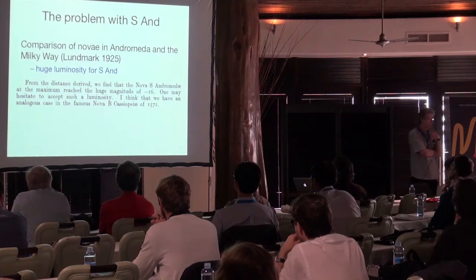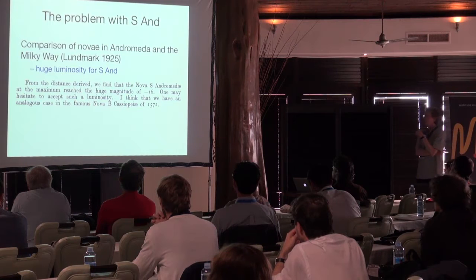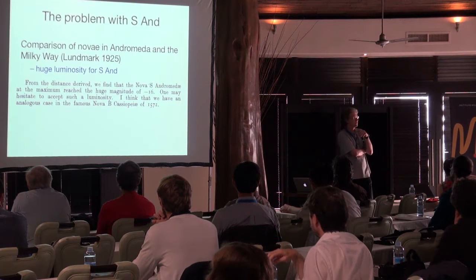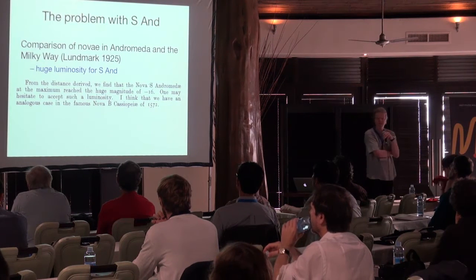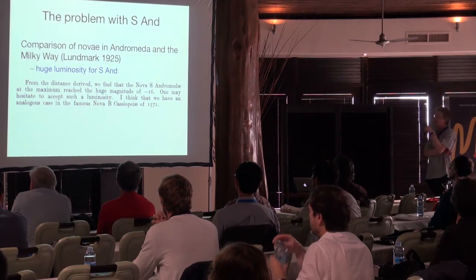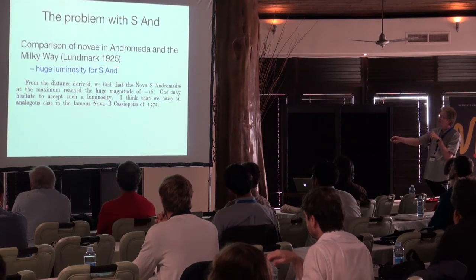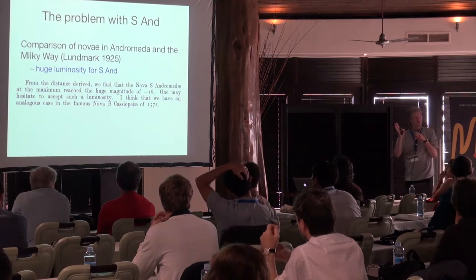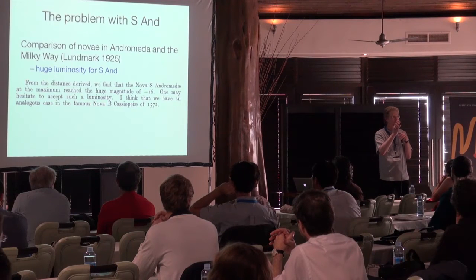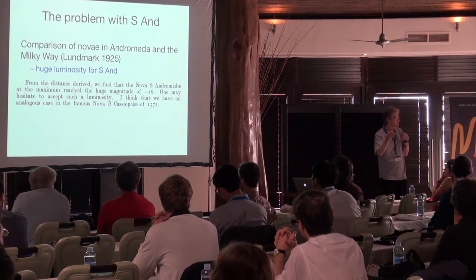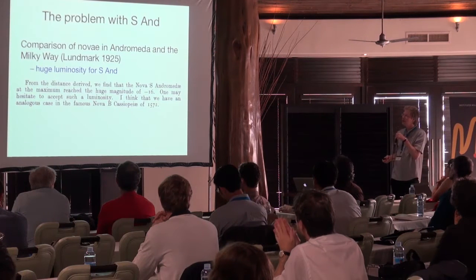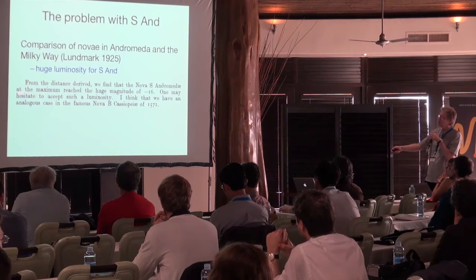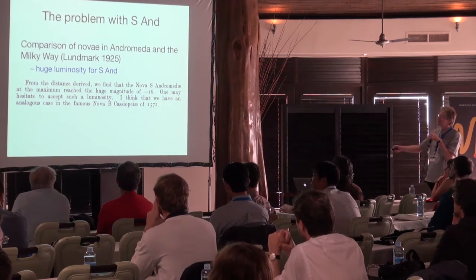There was a problem, of course, in Andromeda with S Andromedae. There was this one nova that was 12 or 13 magnitudes brighter than all the others. So that was a bit weird. And Lundmark worked that out. So he worked out the large luminosity of S Andromedae. This is from his paper in 1925, the same year that Hubble published his extragalactic distances. From the distance derived, we find that Nova S Andromedae at maximum reached a huge magnitude of -16.